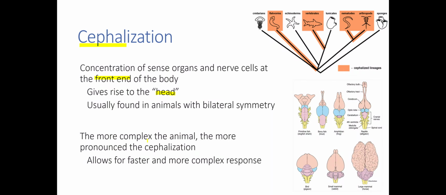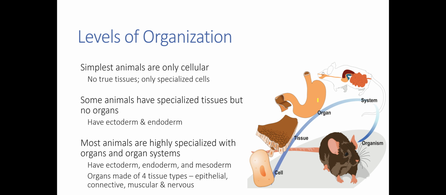And then the more complex you get, the more pronounced the cephalization. So here's an example over here. This is just your vertebrates, your fish, amphibians, your reptiles, birds, and mammals. But you can see how the development of that brain changes. And so like your mammals have greater cephalization than, say, a fish, okay?